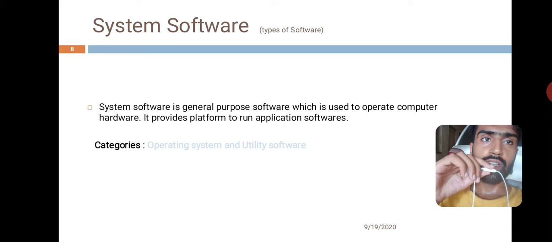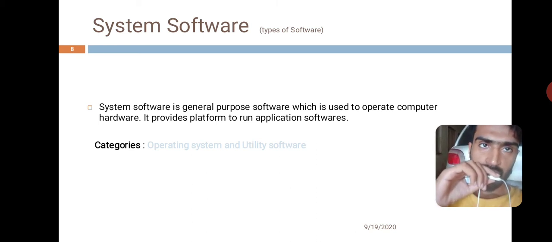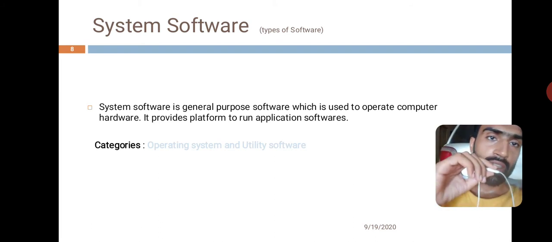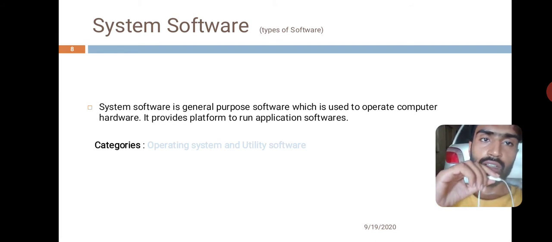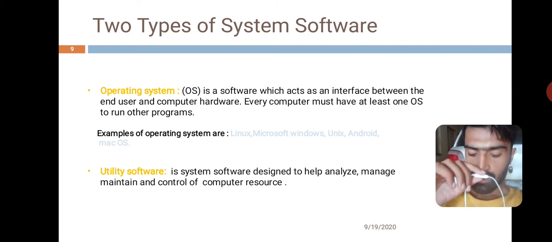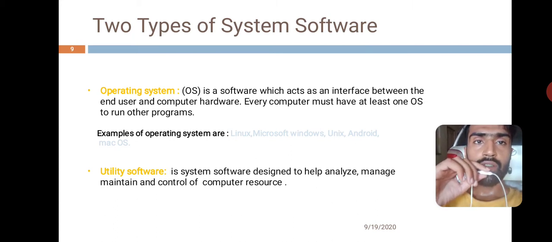System software. System software is general purpose software which is used to operate computer hardware. It provides a platform to run application software. Categories: operating system and utility software. Two types of system software.